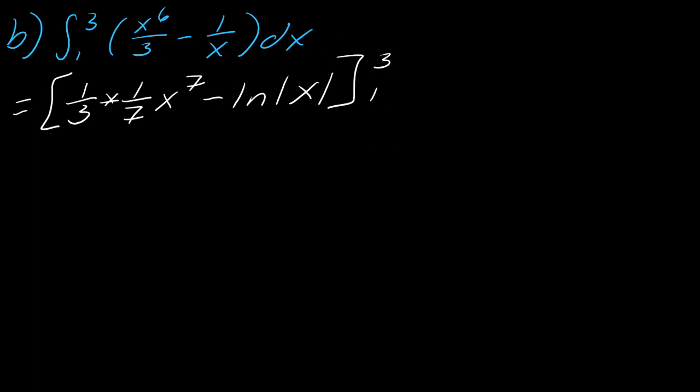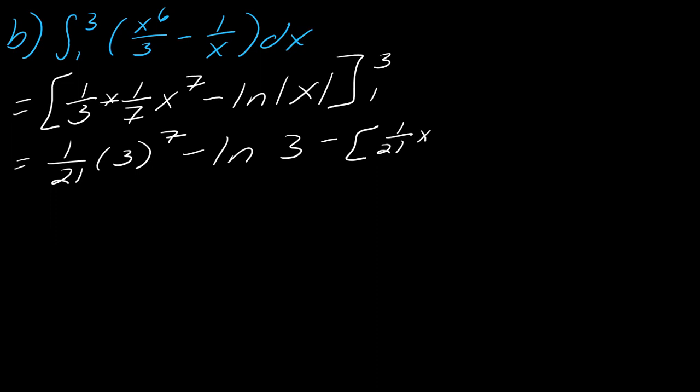Now I've basically got to just plug in these other parts. So this will be 1 over 21 times 3 to the 7th minus the natural log of 3. Now I can definitely drop the absolute value. And now I can subtract off. So this will be 1 over 21 times 1 to the 7th, which is just 1. So I'll just leave this as 1 minus the natural log of 1.